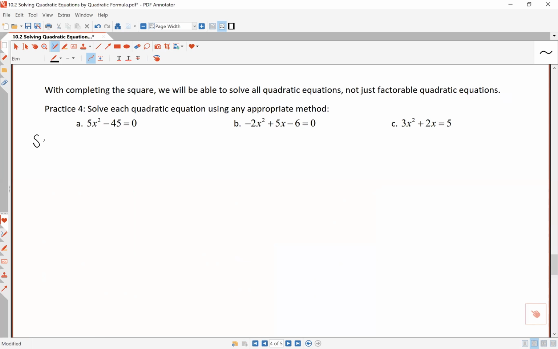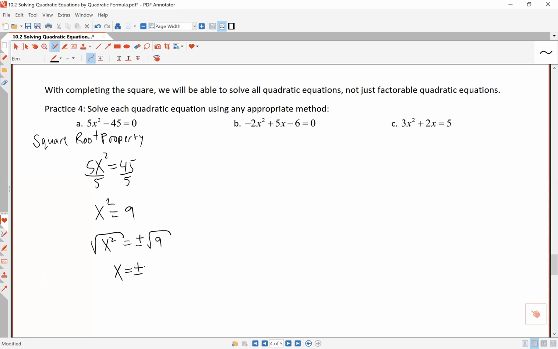This one is best or quickest done by the square root property, because I can see that I can divide by 5 and add 45 and get x squared equals 9, and then we take the square root of both sides and get plus or minus 3.